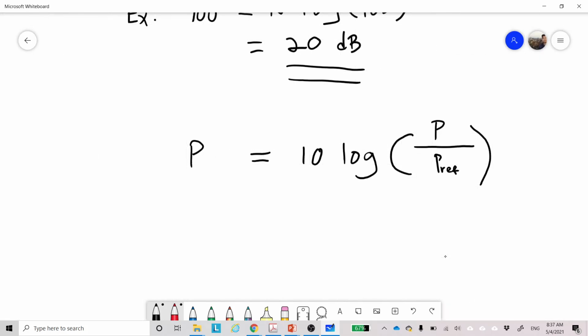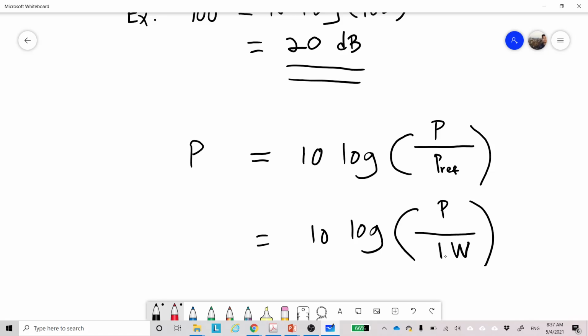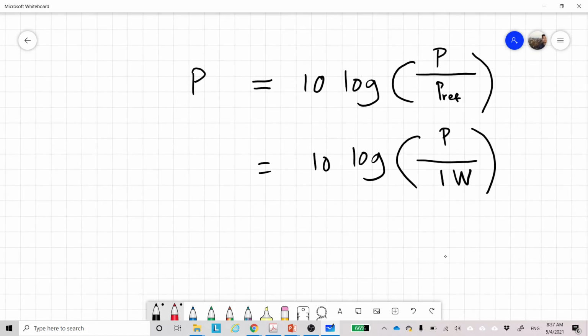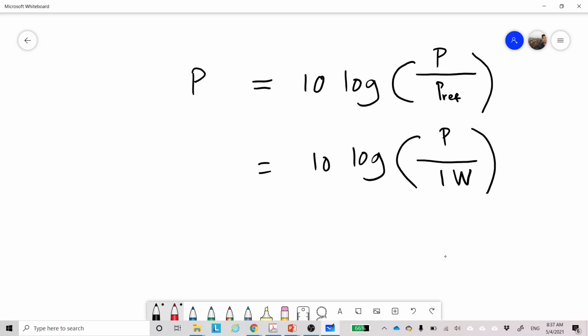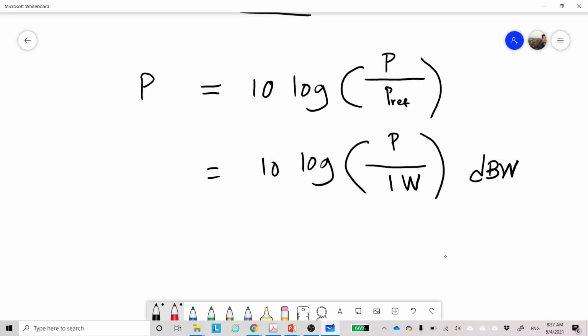So if I want to change power into dBW, for example, what I need to do is 10 log of power divided by 1 watt. Okay, so I will get a value in terms of dBW.